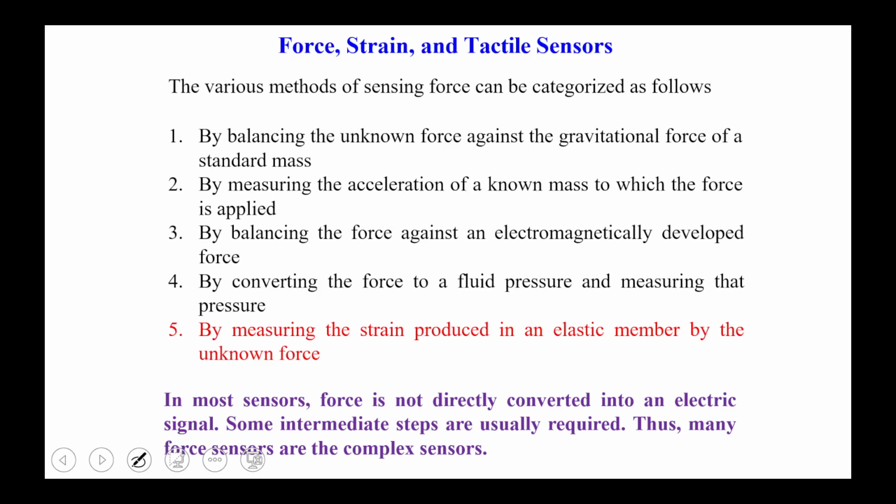So in most sensors, force is not directly converted into an electrical signal. Some intermediate steps are usually required. Thus, many force sensors are complex sensors. Take a touch screen: we apply pressure or force on it. For example, we want to dial a number like 941427. We apply some force on the touch screen, it is converted into an electrical signal and goes to the system, and the system reads which number the user pressed and displays it on the LCD of the mobile phone.